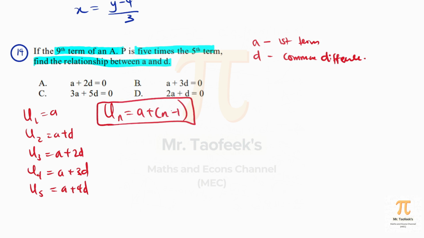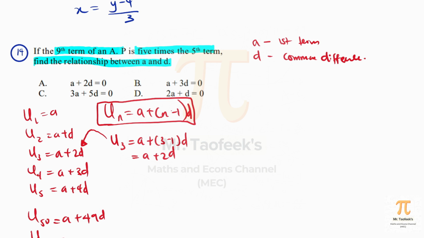For example, if you wanted to get your U3, that means n is going to be 3. So A plus 3 minus 1 times D, I forgot to write D there. So this is A plus 2D, as you can see, right? U3 is A plus 2D. So this is a faster way to get things done. If I wanted to write U50, it would just be A plus what? 1 less than the number of terms, A plus 49D. If I wanted to write U70, A plus 69D, as you can see here. U5 is A plus 4D. So in this question, the 9th term, which is U9, okay? U9 is A plus 8D.